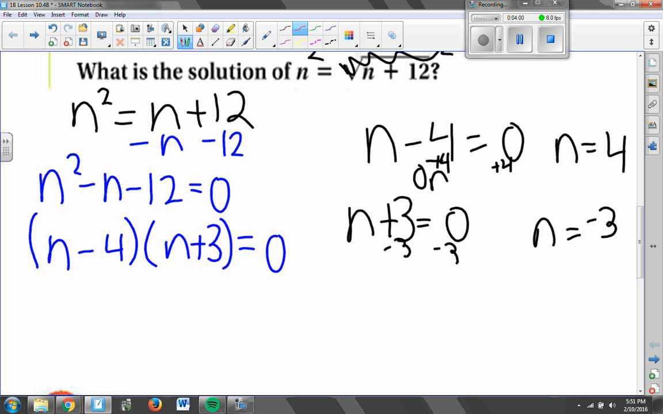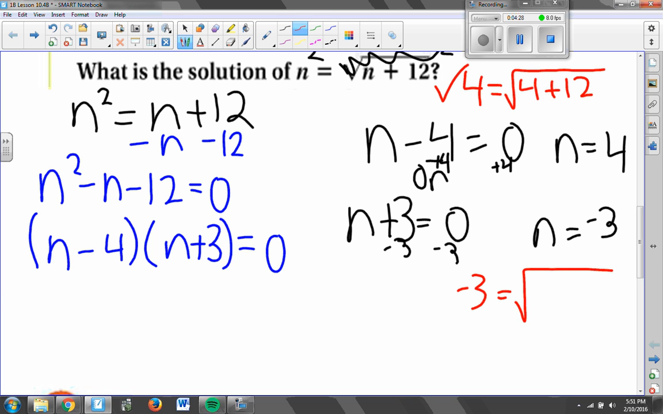If I check the 4, here's what I'm looking for: 4 equals the square root of 4 plus 12. Well, 4 plus 12 is 16, and the square root of 16, yes, that is 4. Check. Now with the negative 3, that equation looks like negative 3 equals the square root of negative 3 plus 12.